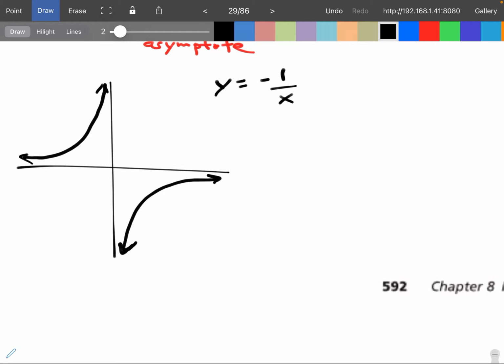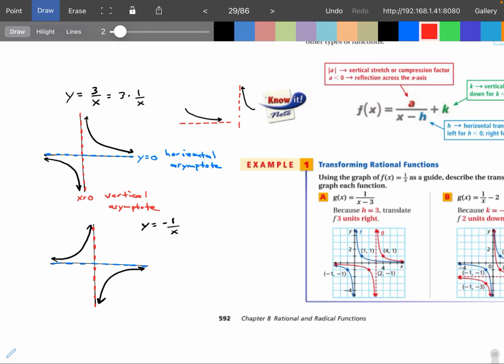But it still has the same asymptotes, okay? The horizontal is the x-axis, and the vertical asymptote is the y-axis, so that's still the same. All right, that should get us going. So now let's look at a couple of the examples here.